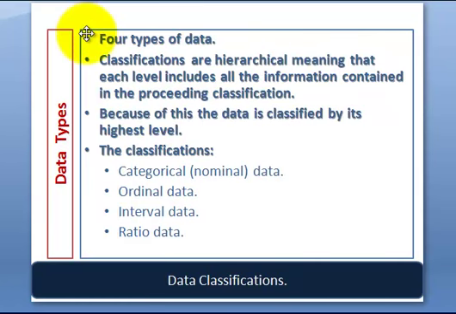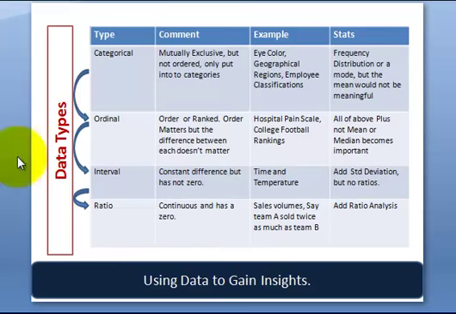Now, there's 4 types of data. The classification is hierarchical, meaning that each level includes all the information contained in the previous classification. So the classifications, and this will become a little more clear on the next chart, are categorical, ordinal, interval, or ratio. So let's explain each one of these. So here are the 4 types.